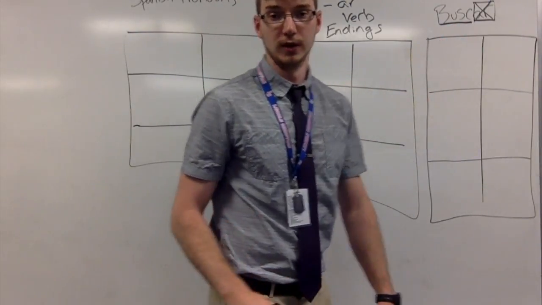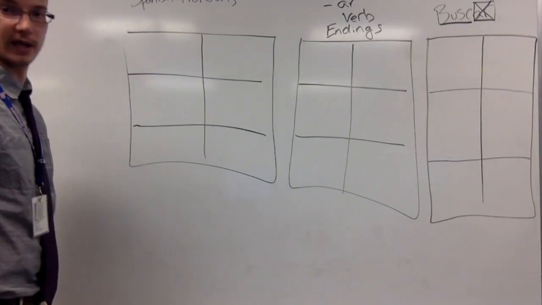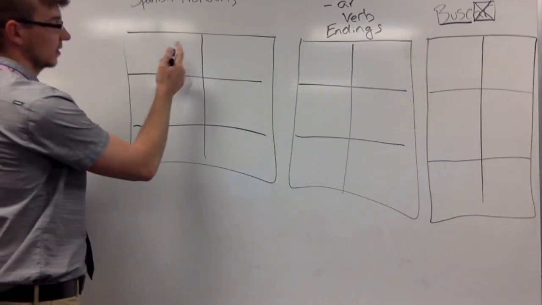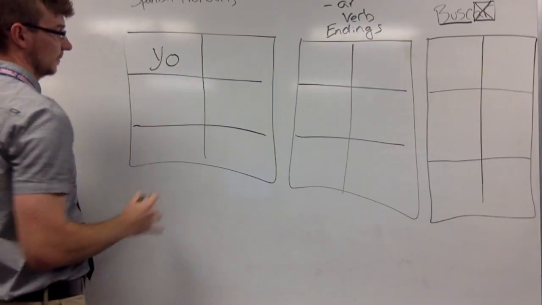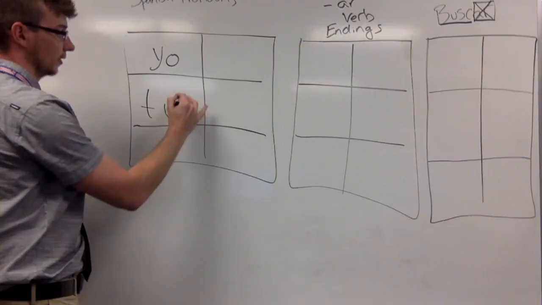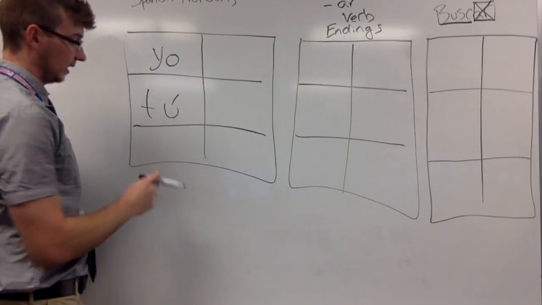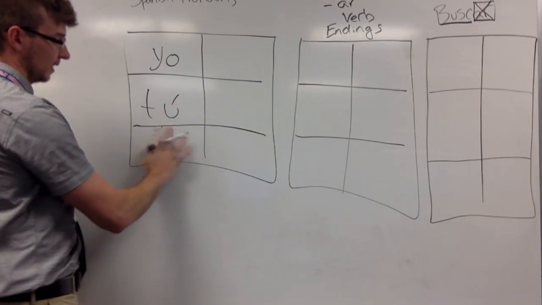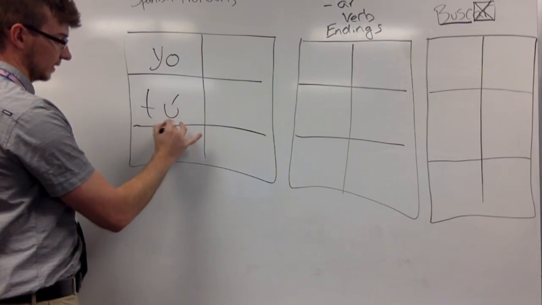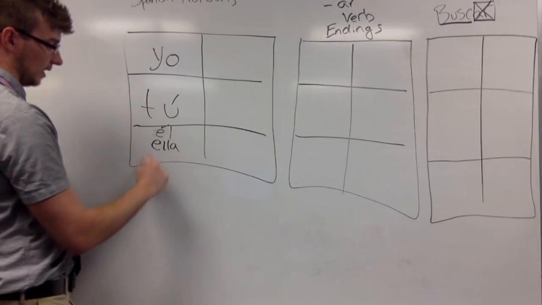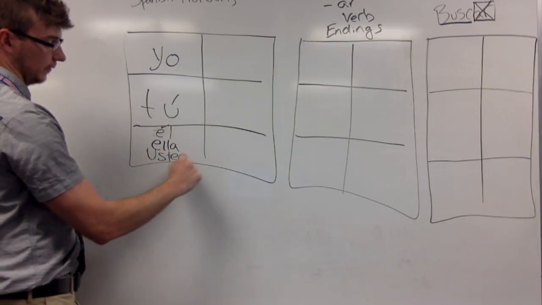Now, let's review some more. The Spanish pronouns are the following. Remember the top left box? It means I in English. It's yo in Spanish. You informal, that's tú in Spanish, T-U. Don't forget your accent over the U. He, she, it, and then you formal. He is él. Don't forget that accent over the E. She, ella, and then usted is you formal.